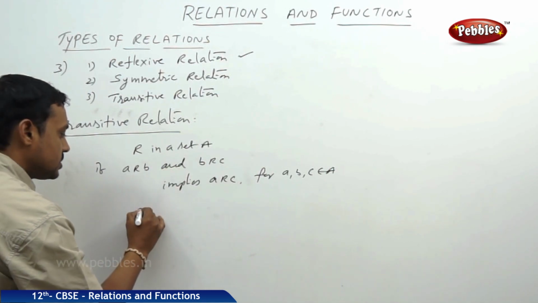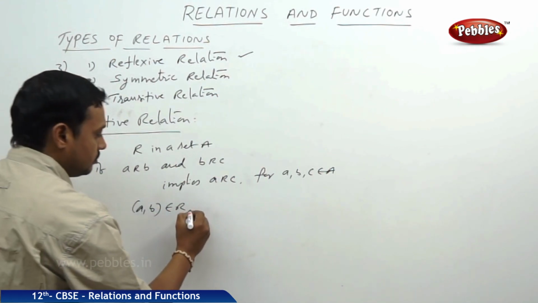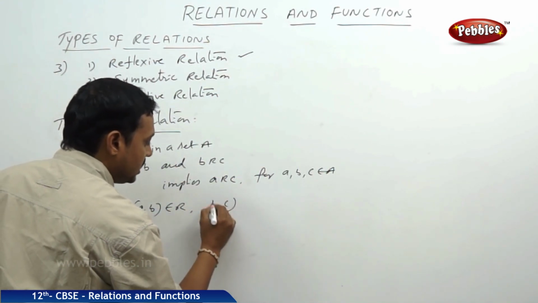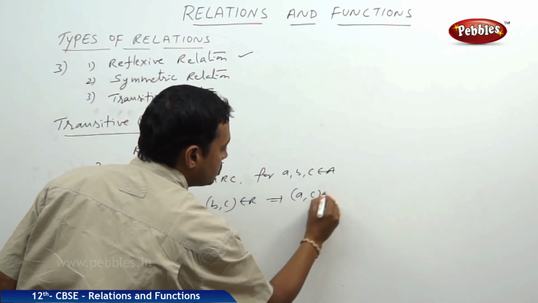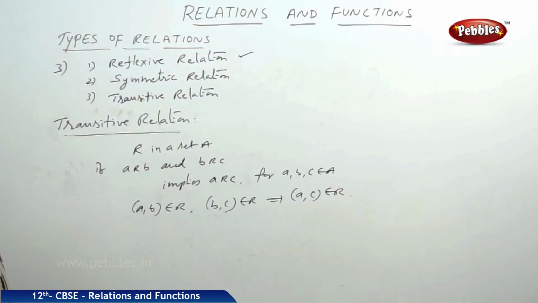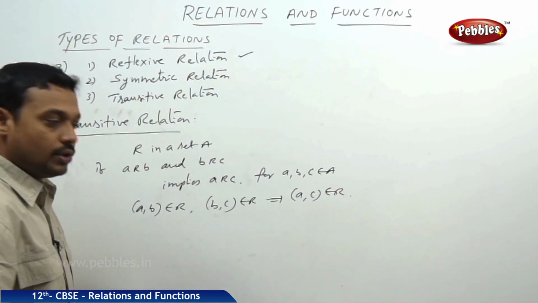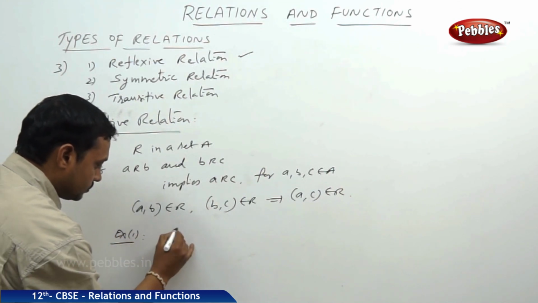Or in other words, if (A, B) belongs to R and (B, C) belongs to R implies (A, C) also belongs to the same relation R, then the relation is said to be a transitive relation. Now, let us take one example.